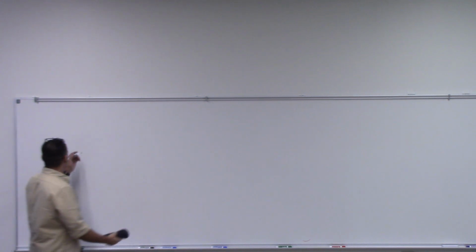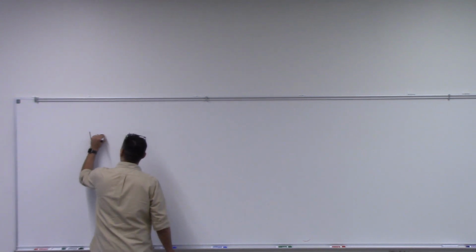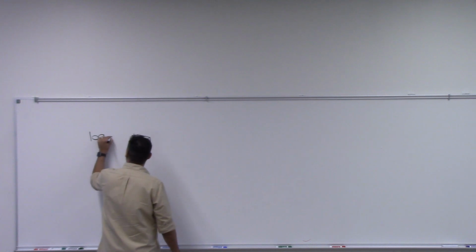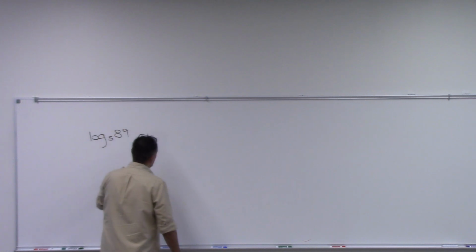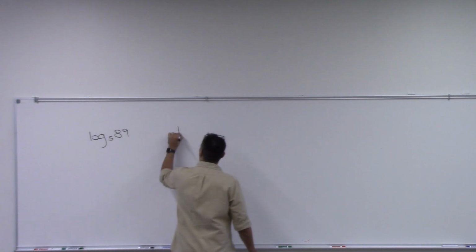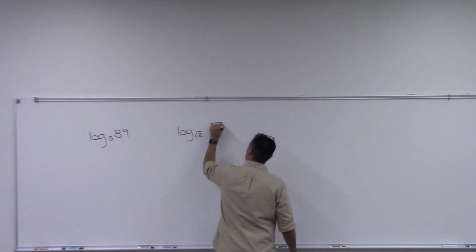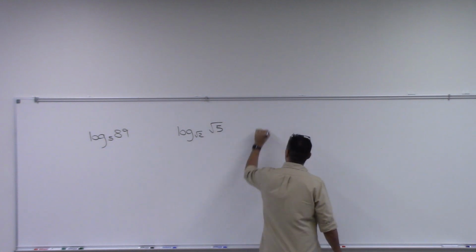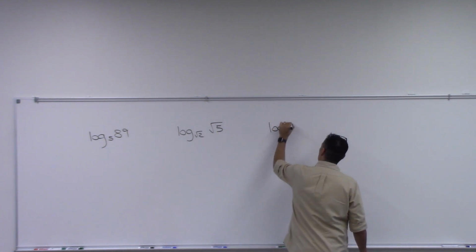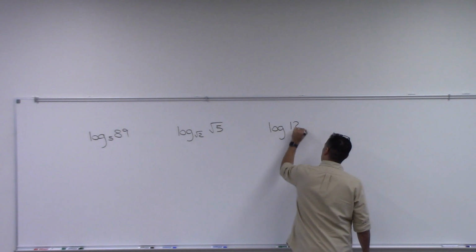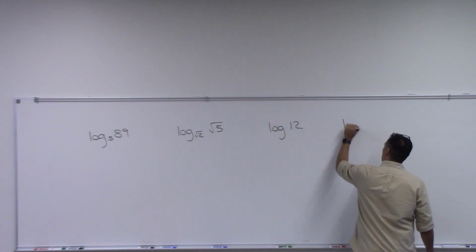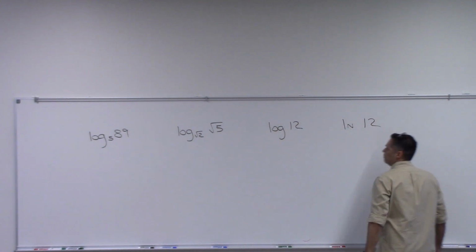All right. Change of base formula. Awesome. Yes, we love it. Okay, so let's do these two problems that they have for us. These are just calculator problems. Log base 5 of 89. I want you to do that one. Let's do log base root 2 of root 5. And then I want you to do this, log of 12, and then natural log of 12.